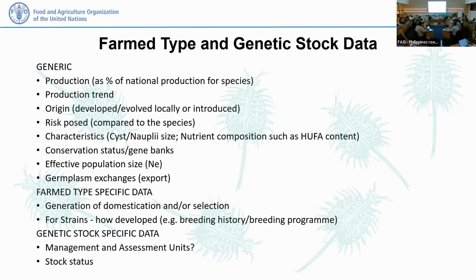We can look at the conservation and whether the genetic resource is held within a gene bank. We can look at effective population size if it's been estimated, and we can look at germplasm exchanges. So if there's a genetic resource, AquaGRIS can record if that genetic resource has been transferred to other countries. For data that's specific to farm types, we can look at the number of generations under domestication or selection. And for strains, we can look at how they were developed, what kind of selection has been used, documented breeding history, breeding program implementation, etc.